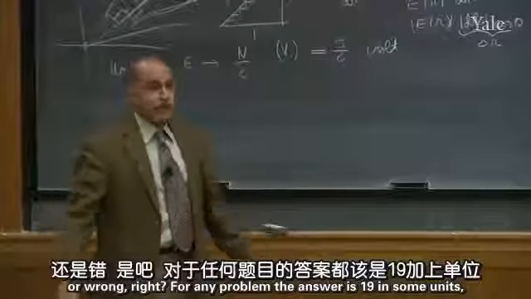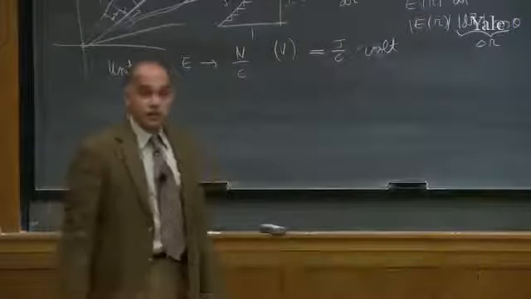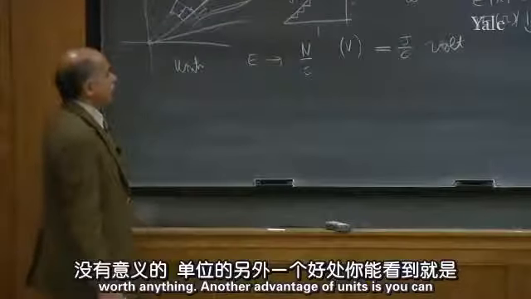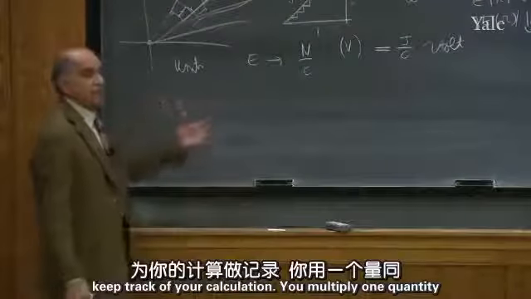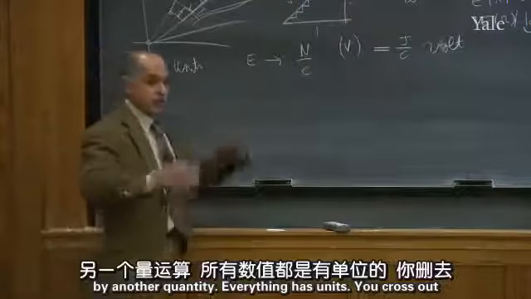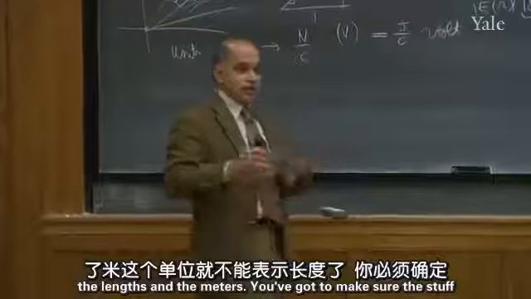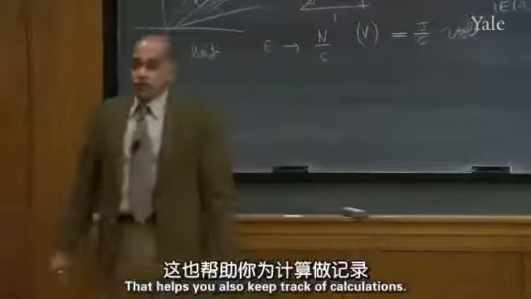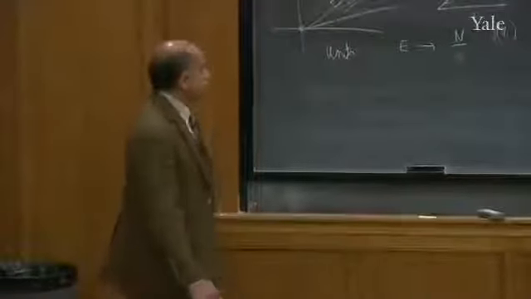Any problem, the answer is 19 in some units, right? So if you don't give the unit, the number is not worth anything. Another advantage of units is you can keep track of your calculation. You multiply one quantity by another quantity, everything has units, you cross out the lengths and the meters. You've got to make sure the stuff you get has the right units on the two sides. That helps you also keep track of calculations.